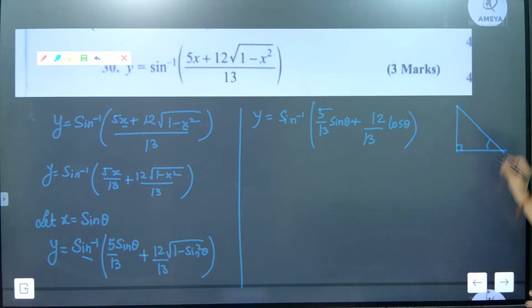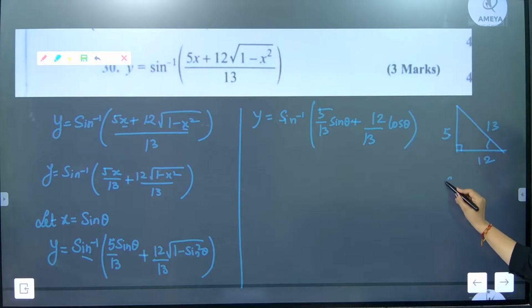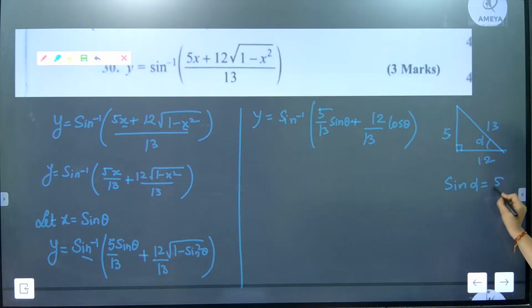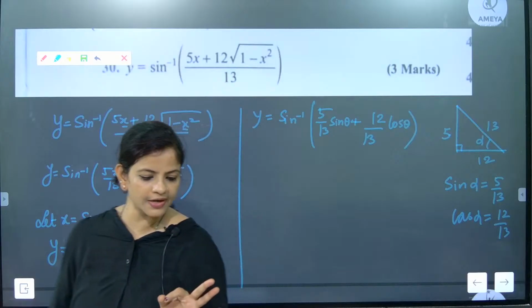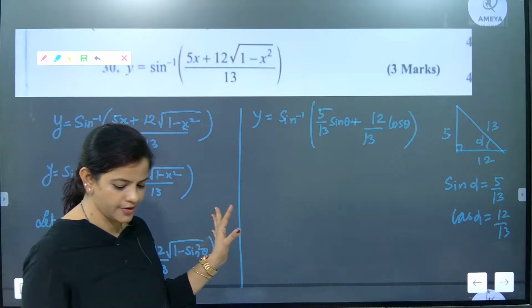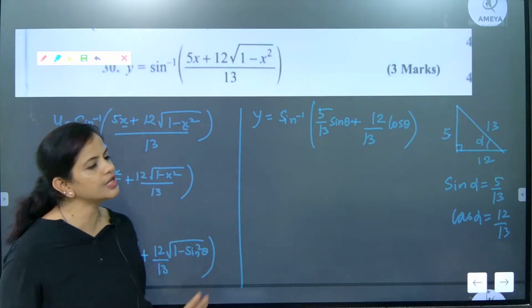I am writing here 13, this will become 12 and this will become 5. Done. Now, if 5 and 13 are taken, for sine we will take the angle as alpha. Done. So now, sine alpha is equal to 5 by 13. Then what will be cos alpha? Cos alpha will be equal to 12 by 13. See, I told you about the Pythagorean triplet. The Pythagorean triplet is a complete fitting section here. So once I am substituting that part.